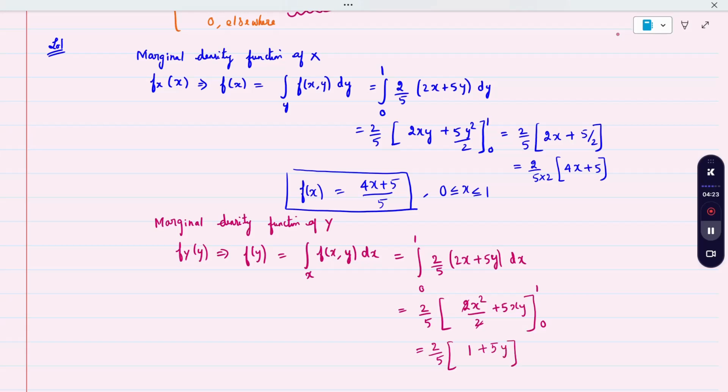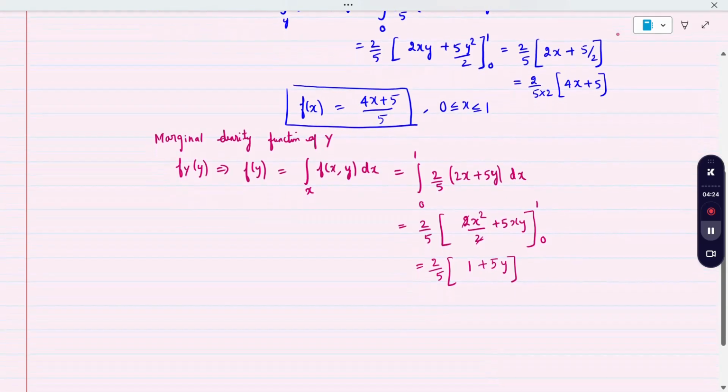So what is our answer? F of y is nothing but 1 plus 5y into 2 by 5. With the limit you have to write the y limit, y is 0 to 1. So complete.